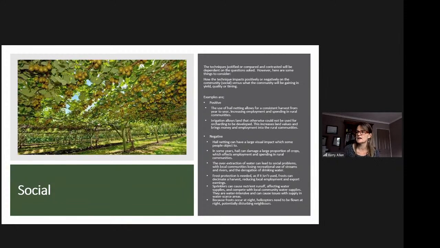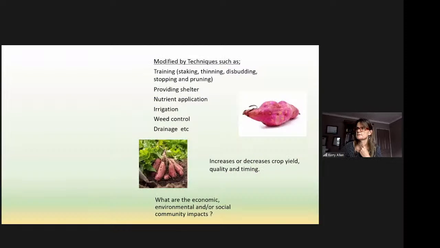And then lastly, looking at social, what impact does this have socially? So positive is increased employment and more spending in rural areas. A negative might be that if we can't harvest because of a hail event, then you can't export, so you're not going to employ people. So you can have a look through these. There are some examples from previous years.